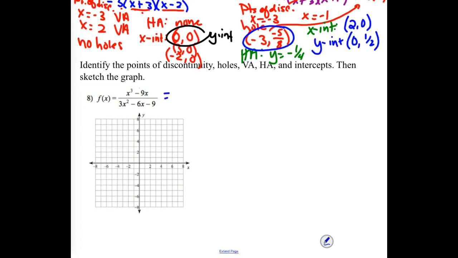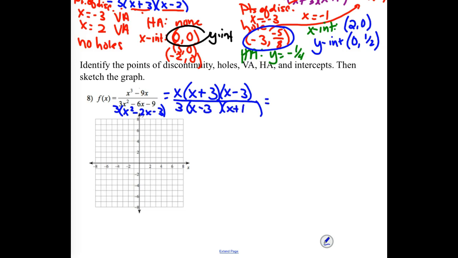Let's get it factored so we can find all those details. We can factor an x out of the numerator. What would be left? X squared minus 9, how does that factor? Yeah. So we are going to have x, an x plus 3, and an x minus 3. Denominator. I could take a 3 out. That leaves me x squared minus 2x minus 3. How does that factor? Okay. Can I simplify anything? What's going to drop out? The x minus 3. So my simplified version would look like this.